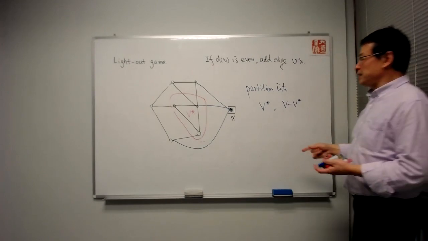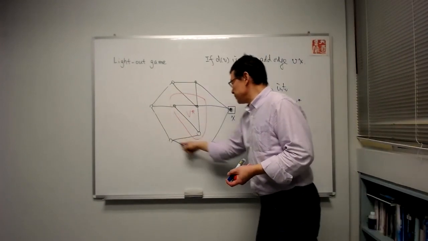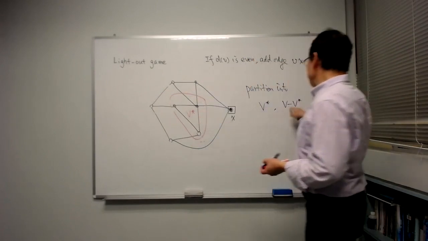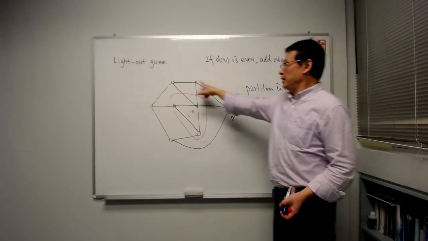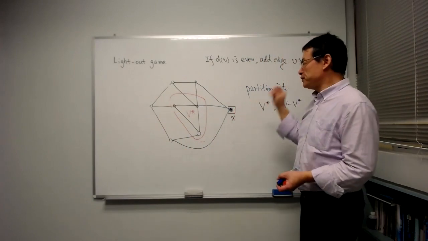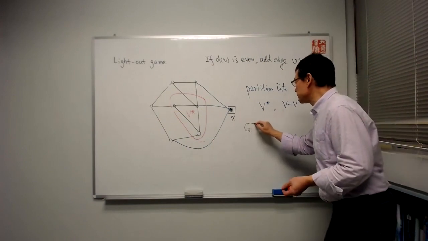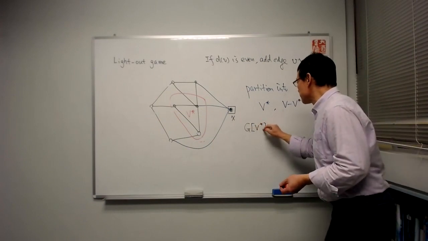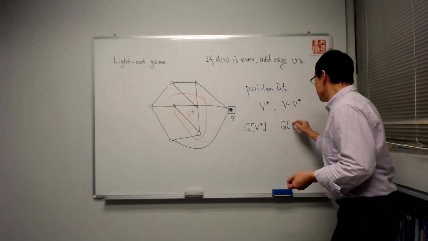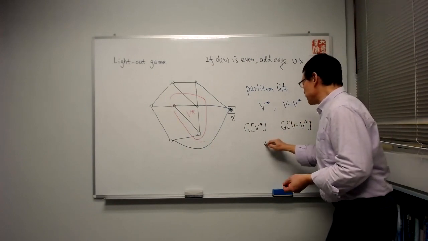And now it's easy to see. So the V star is this part, and the remaining part, this part, is V minus V star. It's also an even graph, with degree 2 for each vertex in this part. So we have two even graphs.